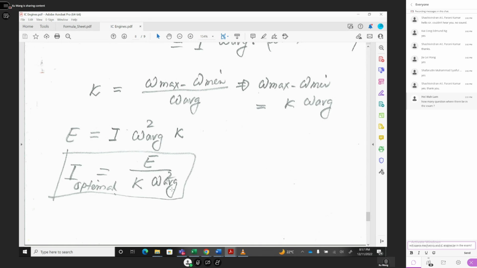So in order to reduce the fluctuation, you have to increase the rotational inertia, which means increasing the flywheel. That's how you get this formula. Okay, this is constant, this is constant. To reduce fluctuation, you have to increase the rotational inertia. That's how you design the flywheel.